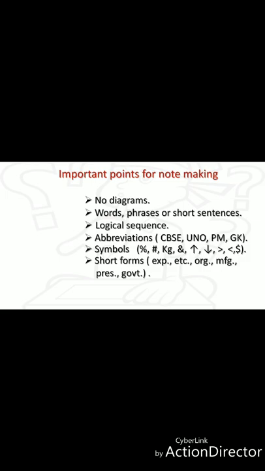You can use abbreviations, like CBSE for Central Board of Secondary Education, etc. Then you should use symbols. Some of the commonly used symbols I have given. And you can also use short forms for the longer words, like ETC is for etc., EXP is for experience, ORG is for organization, and there are many other short forms. You can also create some of your own short forms.